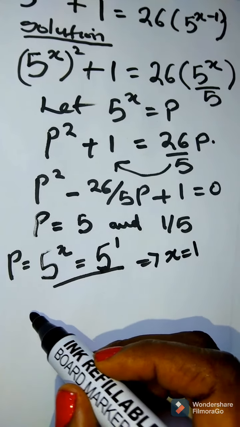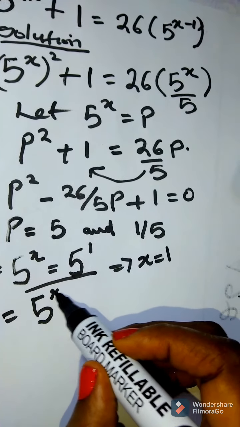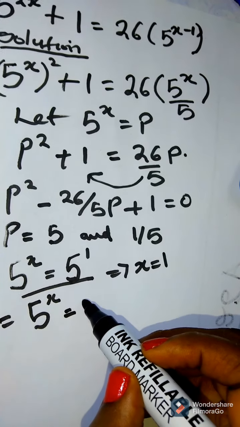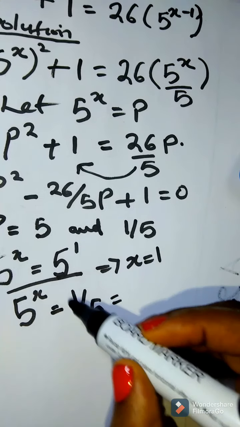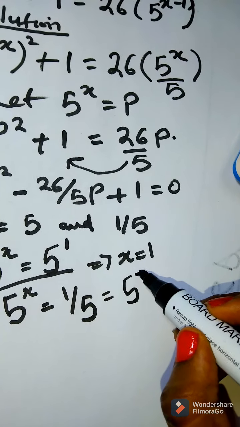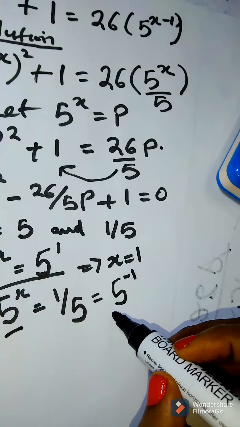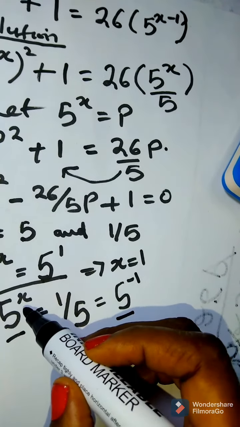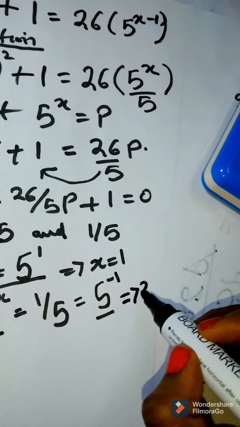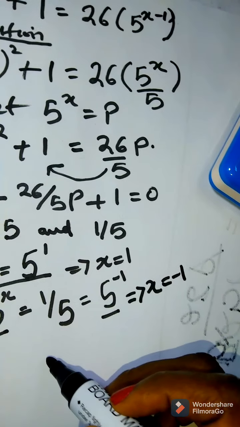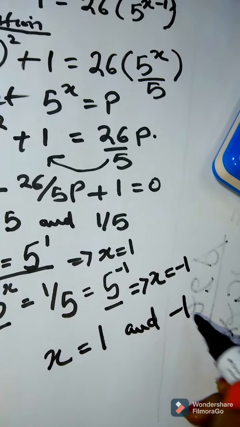Okay, and so let's try for 5 raised to the power x equal to 1/5. So if we move this 5 up, it becomes 5 raised to the power minus 1. So using the same law of congruency for these two, these two bases are the same and their powers are different. It implies that x is also equal to minus 1. So our solution for x is 1 and minus 1.